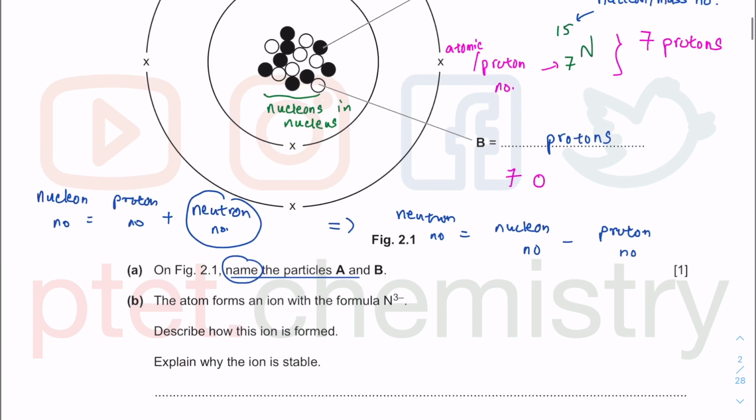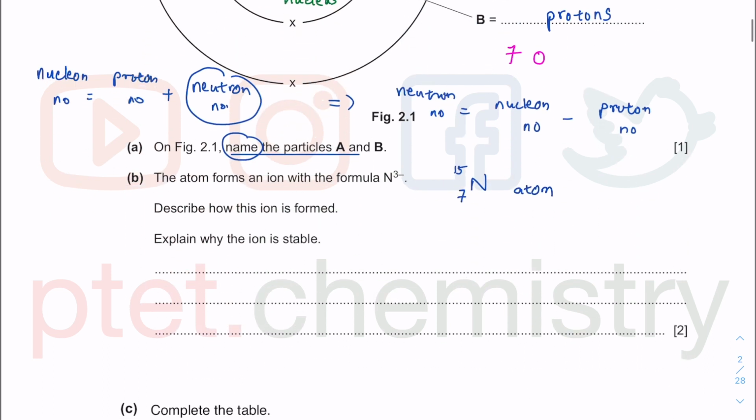Now they say this atom was nitrogen 7 and 15. This is an atom because the atom has no charge, so you have 7 protons and 7 electrons. There are 2 bits to this question, that's why there are 3 lines and 2 marks. If you read the question, they say it forms an ion, N3 minus. First of all, describe how it is formed. So the atom becomes N3 minus.